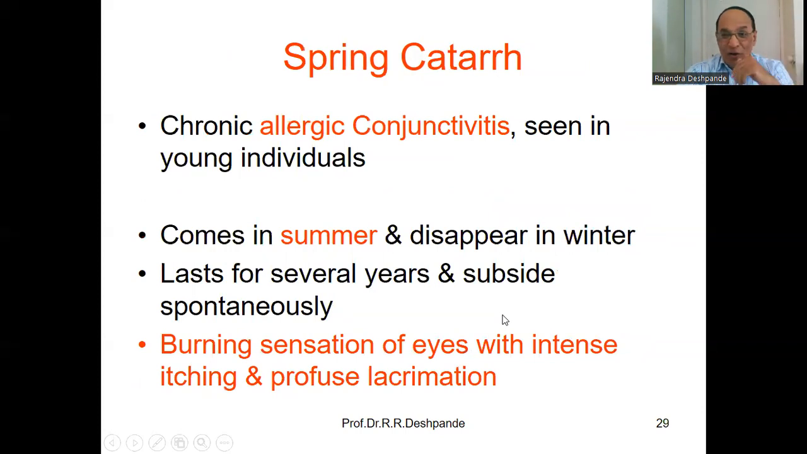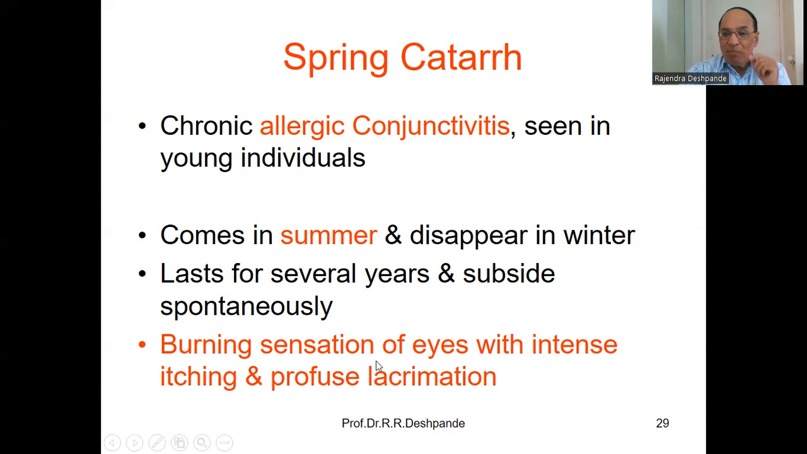Next disease: we have completed blepharitis, then conjunctivitis. Now I am talking about spring catarrh. This is chronic. The first conjunctivitis was acute, and angular conjunctivitis was subacute, lasting within 3, 4, 5, 6 days. This one is chronic, with repeated attacks every year during the spring season. It is a chronic allergic conjunctivitis seen in young individuals, comes in the summer and disappears in the winter. It lasts for several years and subsides spontaneously.